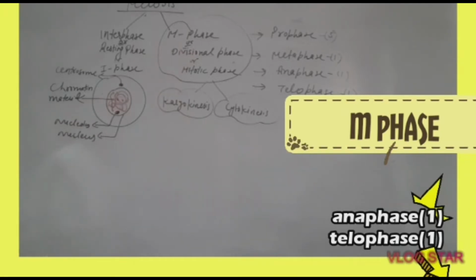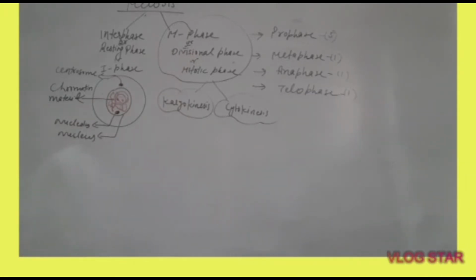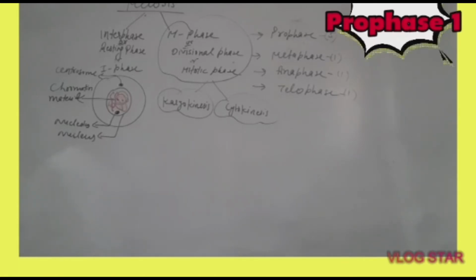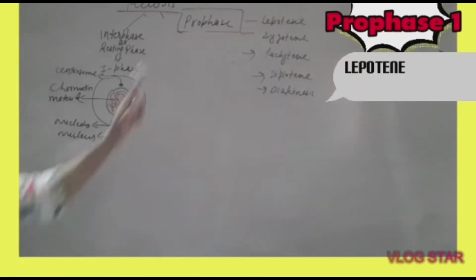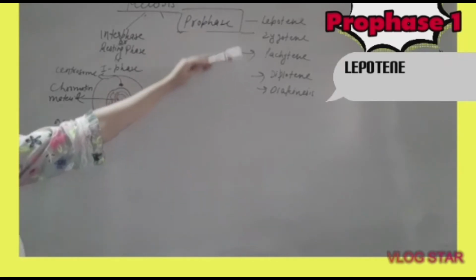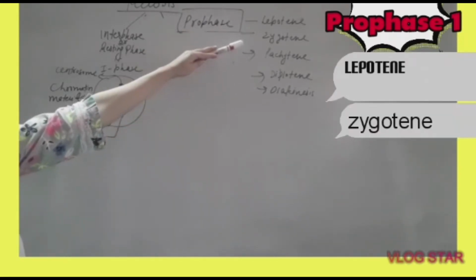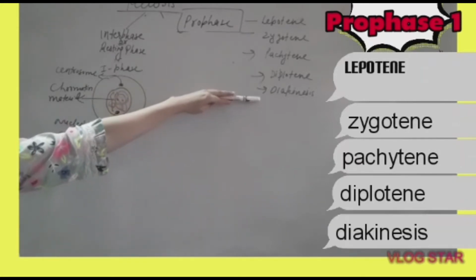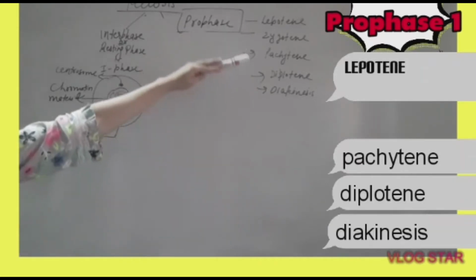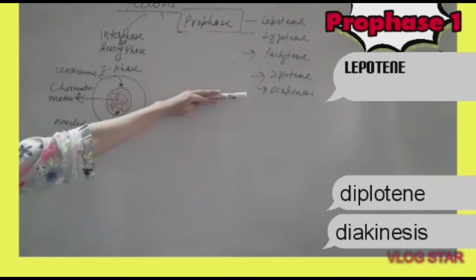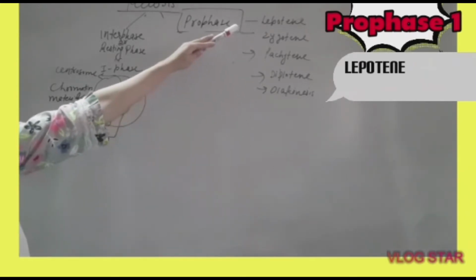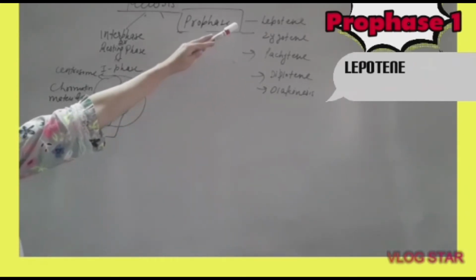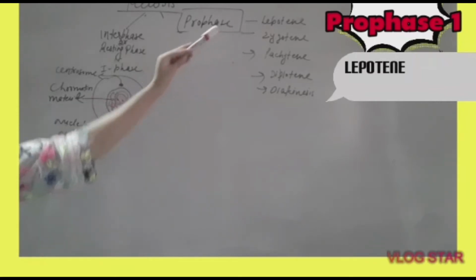What changes does the cell go through in prophase? Prophase further has 5 phases. The first one is leptotene, followed by zygotene. Next is pachytene, followed by diplotene, and the last one is diakinesis. These must be in the same sequence. So we will first study what changes occur in the cell in leptotene phase.